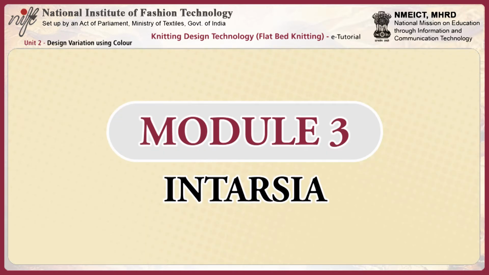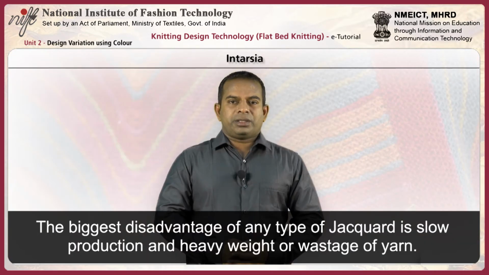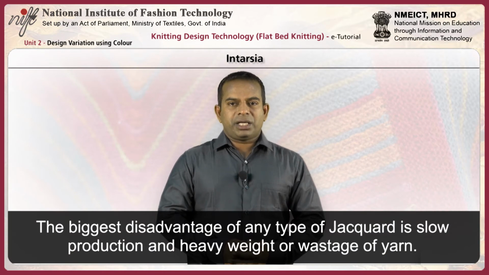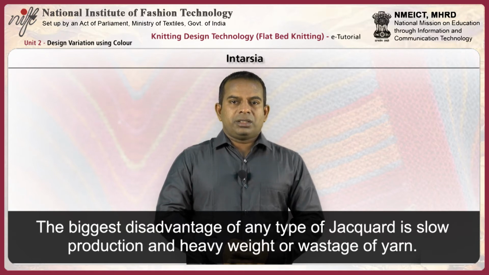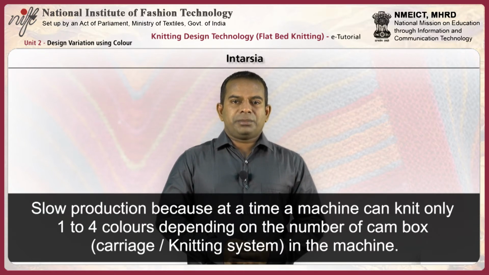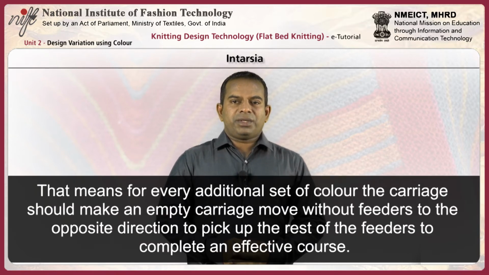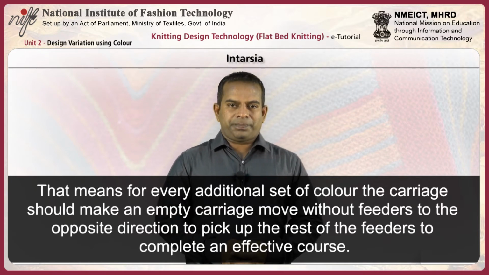This module focuses on intarsia. The biggest disadvantages of any type of jacquard are slow production, added weight and wastage of yarn. Slow production because at a time a machine can knit only 1 to 4 colors depending on the number of knitting systems in the machine. That means for every additional set of colors the carriage should make an empty carriage move without feeders to the opposite direction to pick up the rest of the feeders to complete an effective course.